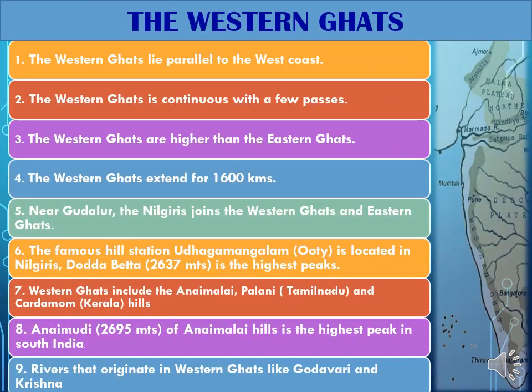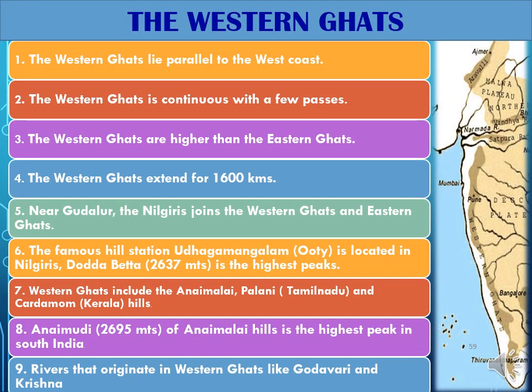Now let us see the features of Western Ghats. The Western Ghats lie parallel to the west coast. The Western Ghats are continuous with few passes. The Western Ghats are higher than Eastern Ghats. The Western Ghats extend for 1600 kilometers.